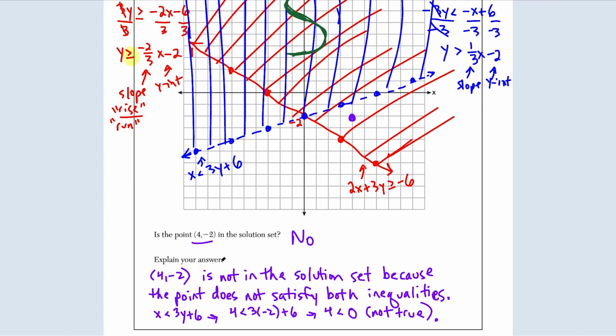And just to verify here, when I write my sentence, I like to just show here that it does not satisfy the one, in this case here in blue, that x less than 3y plus 6 is not satisfied by this point because it gives us this statement here, 4 is less than 0, which is simply not true. This would get us full credit.